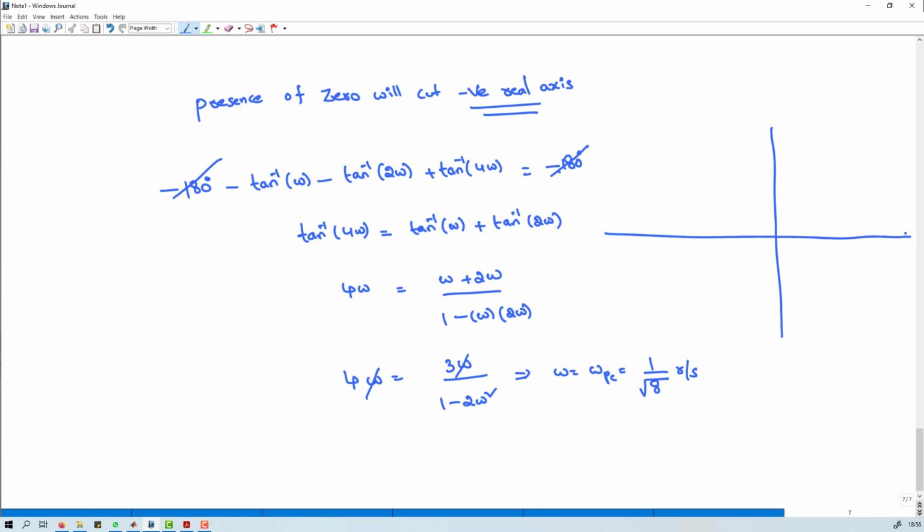So obviously you can find the magnitude and you can easily draw. So you can have all the details now. At omega equal to 0, that is minus 180, and it is going towards 270. So now it will cut the negative real axis. So it has to travel from minus 180 to 270 by cutting the real axis.